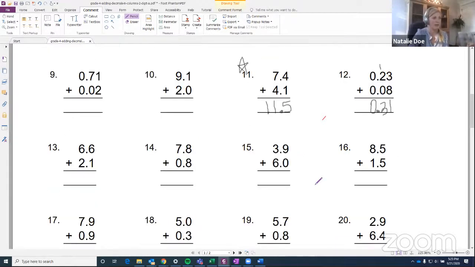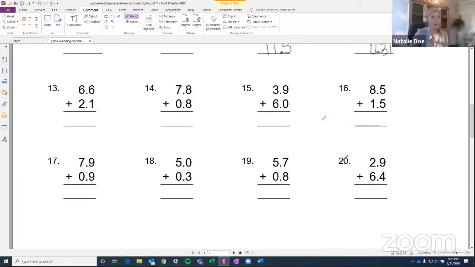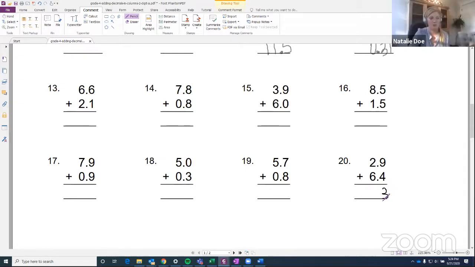So let's do another one where we've got to do some carrying. So let's do number 20 right here. So same thing as before, we're going to line up the decimal points right here. So we've got the tenths place lined up. So what is 9 plus 4? 13. All right, so what I'm going to do again is put the 3 here and I'm carrying the 1. Just like if I was adding whole numbers with tens and stuff, same thing, you carry the 1 over here.